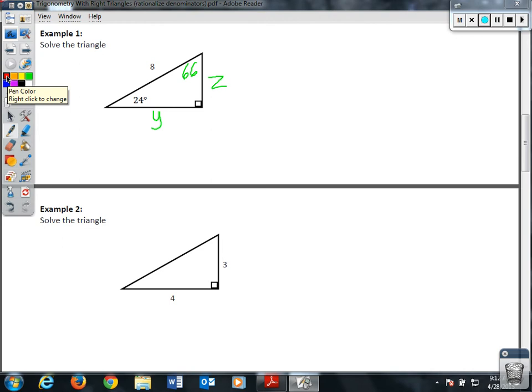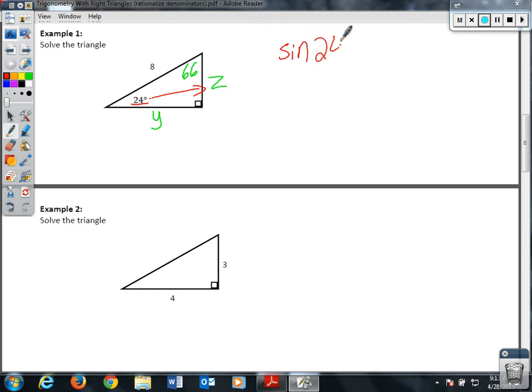Let's now find z. I could use either 24 or 66, it doesn't matter. I'm going to use 24 as my angle. So z is opposite 24, which means I could use either sine or tangent, but if I want to use tangent, then I would need to know the adjacent side, which I don't. So let's use sine.